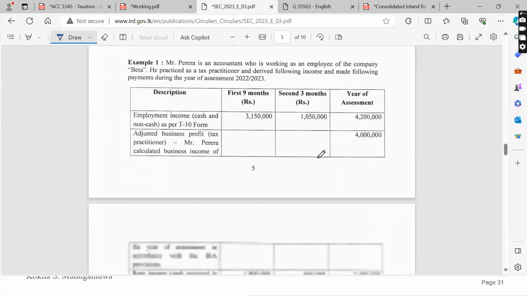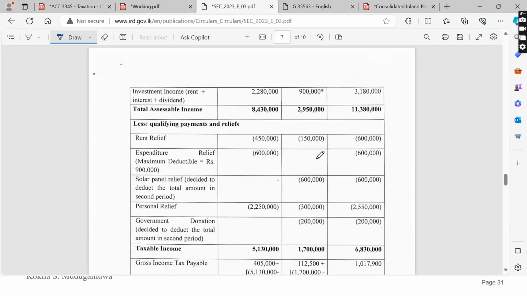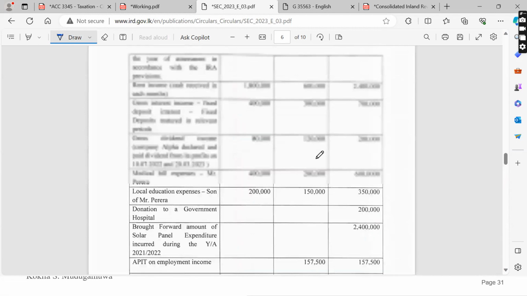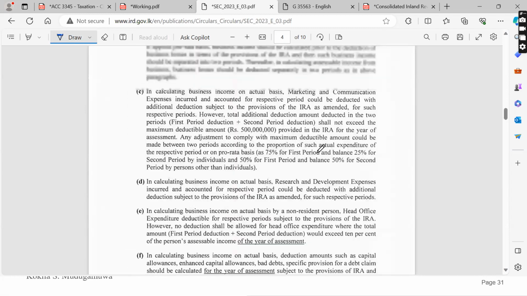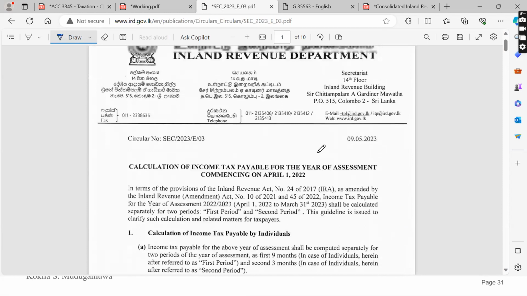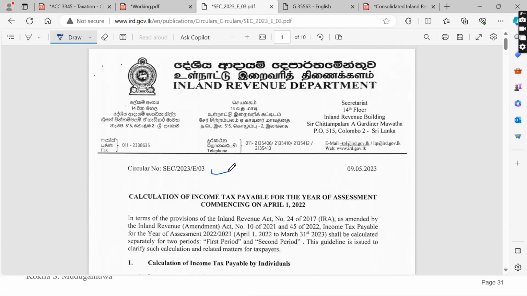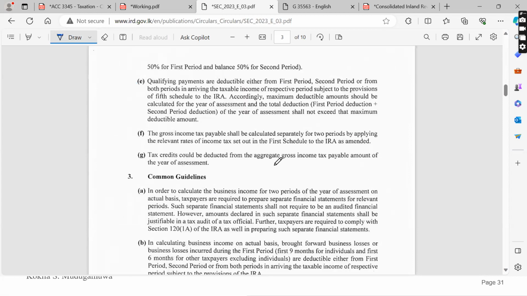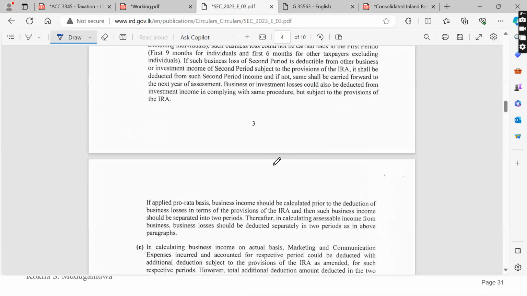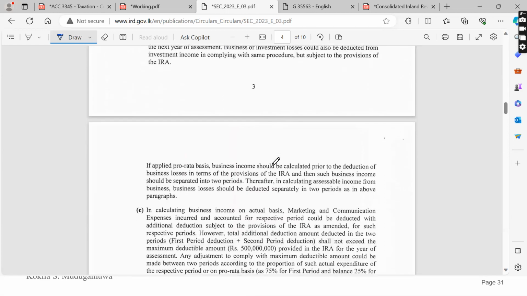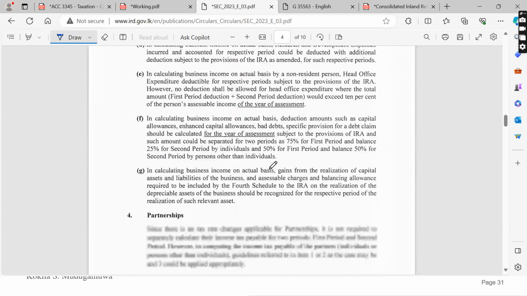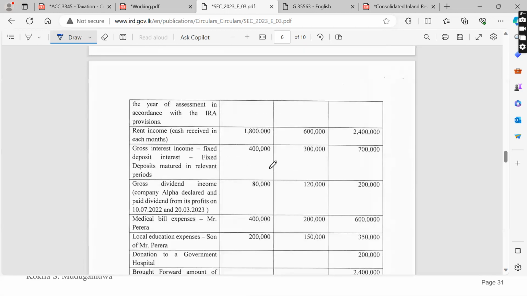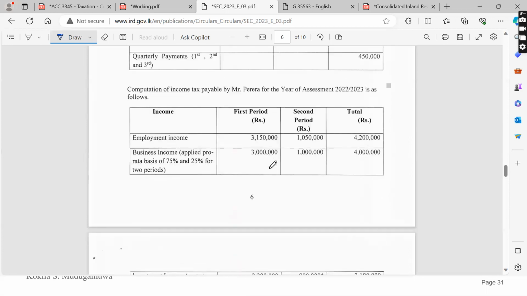In the same details, you can also refer to this circular when you are working on understanding this year of assessment. It is very important to refer to it even if you are facing an exam for chartered or any other university exam with the year of assessment 22-23. Here they have some example questions as well.